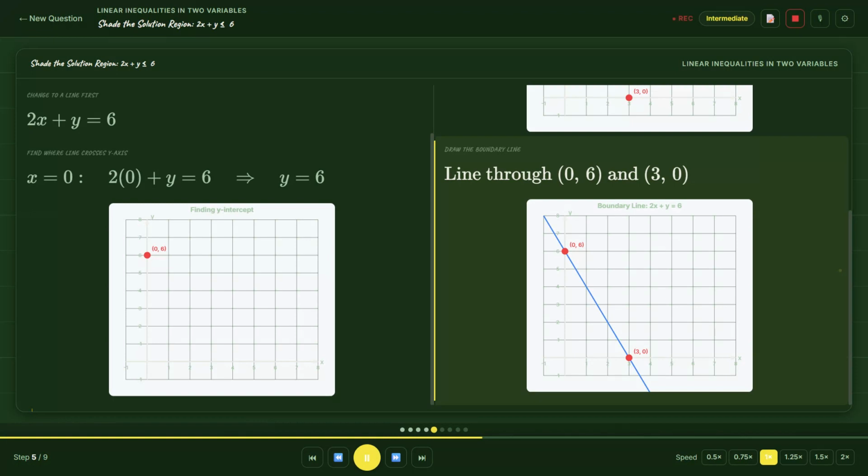Now we connect these 2 points with a straight line. Because our sign is less than or equal to, we draw a solid line. A solid line means points on the line are also part of the answer.